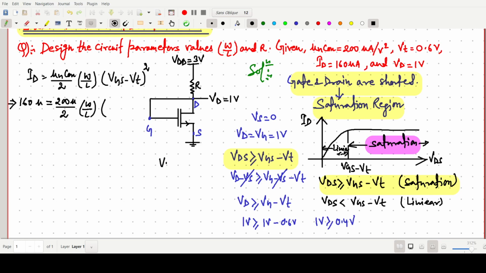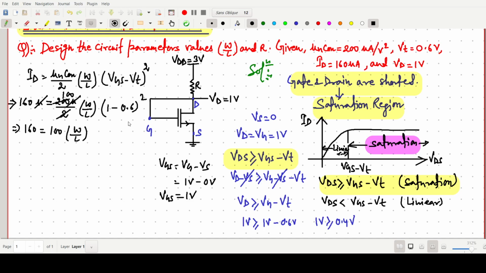So 1 volt. VGS is VG minus VS. VG is simply 1 volt, and VS is 0 volt. So VGS is always 1 volt. One can write 1 minus 0.6, whole square. Now this micro we can easily cancel out. This 2 and this would be 100. So 160 equals 100 W by L, and this would be 0.4 whole square.